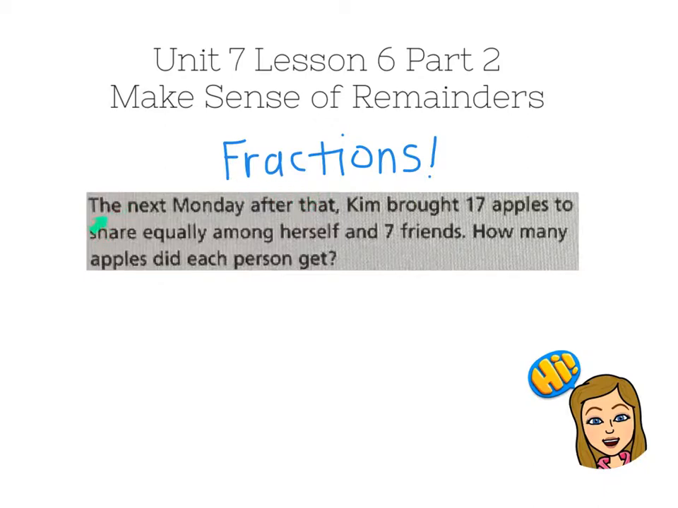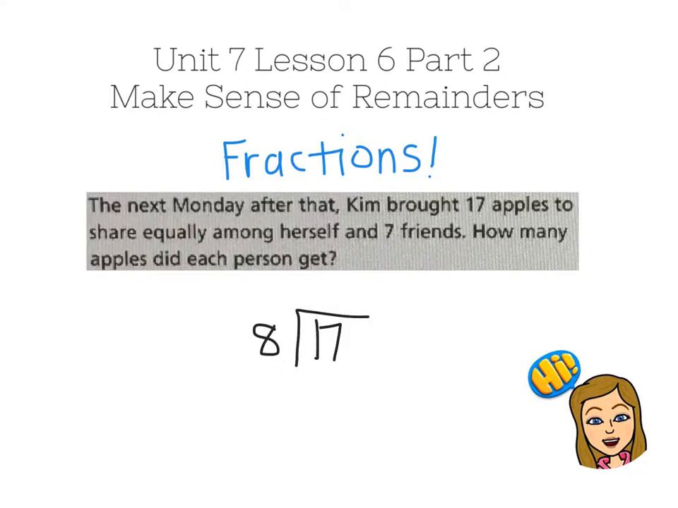This one says, the next Monday after that, Kim brought 17 apples to share equally among herself and 7 friends. How many apples did each person get? Now, the fact that she's sharing these equally among herself and 7 friends means there's 8 people total sharing these apples. So the way I'll write this problem is put 17 apples divided by 8.